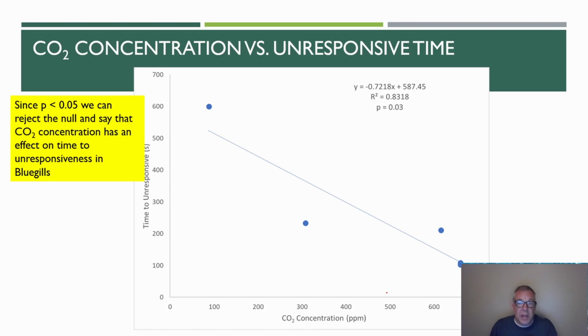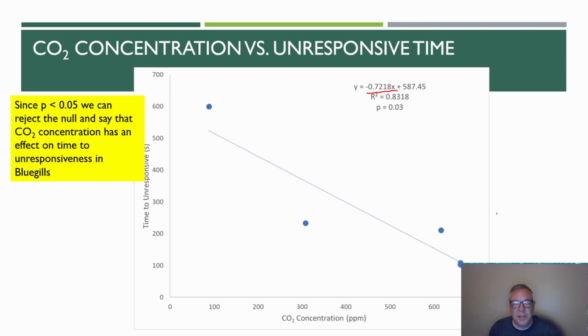Now, in fact, we can say a little bit more. We can say it has a significant negative effect. Because if you look, the slope of this line is a negative number, which means as the independent variable goes up, the dependent variable goes down. That's a negative relationship. So we always want to be as precise as we can, so we can reject the null and say that CO2 concentration has a significant negative influence on time to unresponsiveness in bluegills.